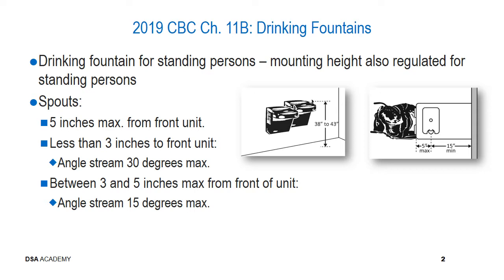When that spout is less than 3 inches to the front of the unit, the angle stream can be no more than 30 degrees maximum. Between 3 and 5 inches maximum from the front of the unit, the angle stream is 15 degrees maximum.